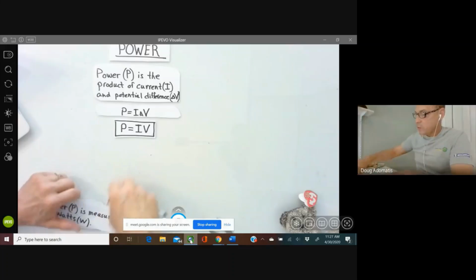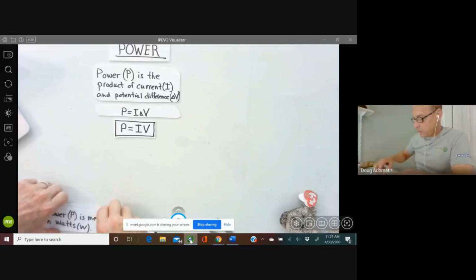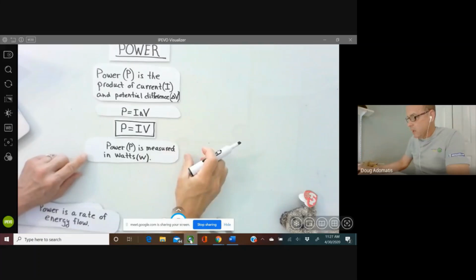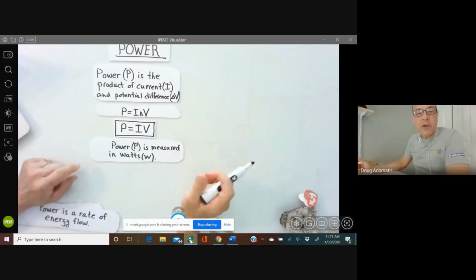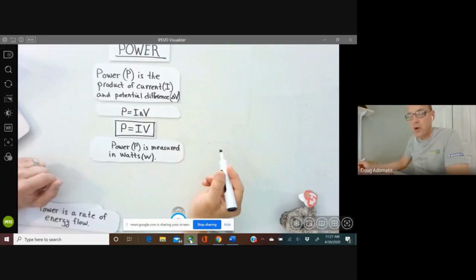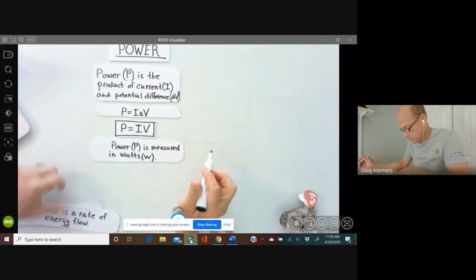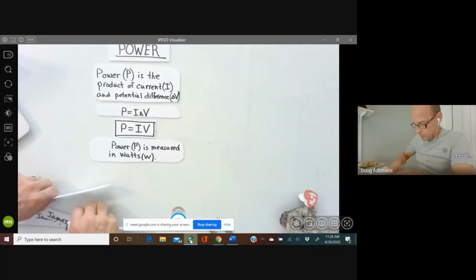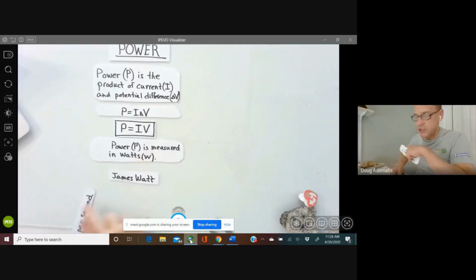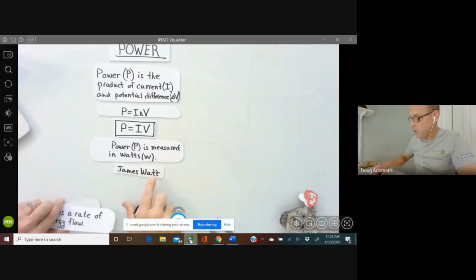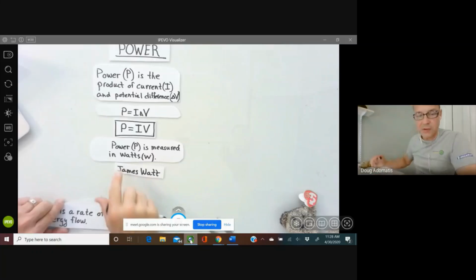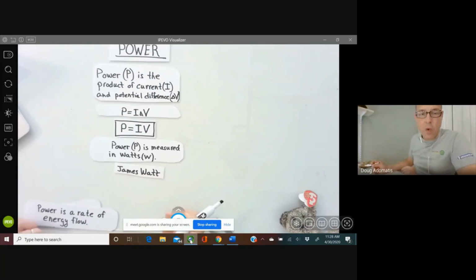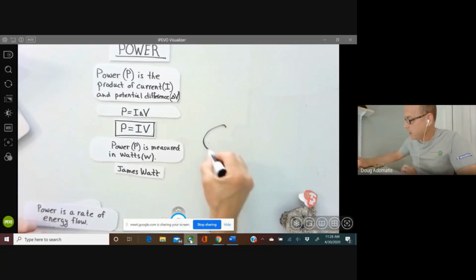Okay, so that's what power is. It is the product of the current and the voltage. Power is measured in something that we call watts, and you've probably heard that term before, unless you did a biography on James Watt. That's why the W is capitalized, because the guy's name is James Watt. You probably heard watts when you're talking about light bulbs, right?